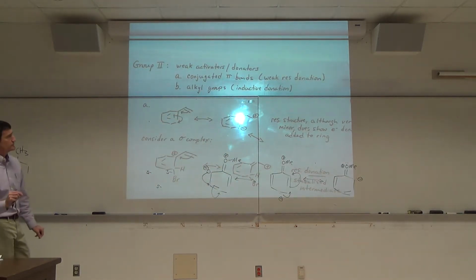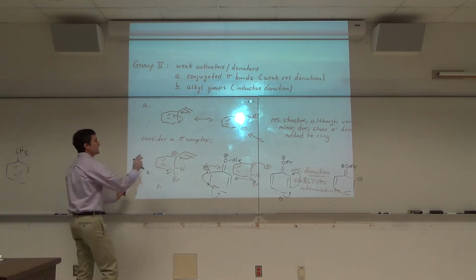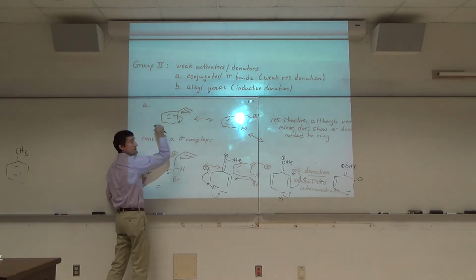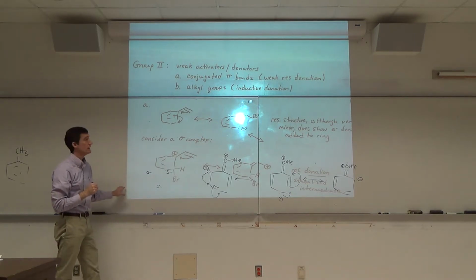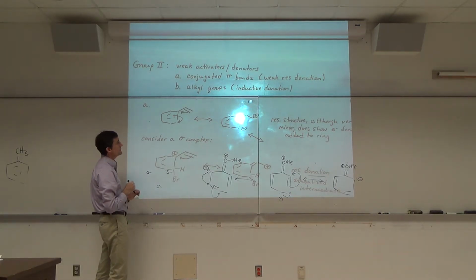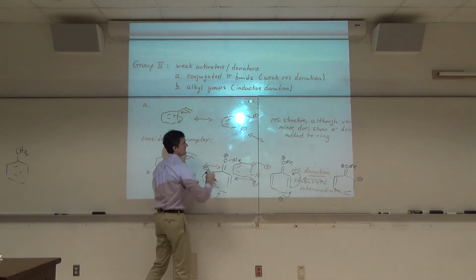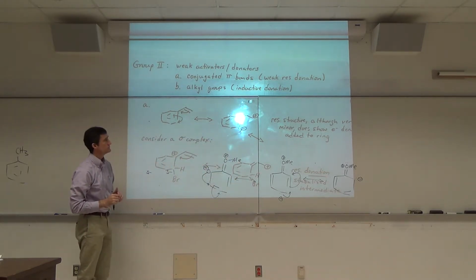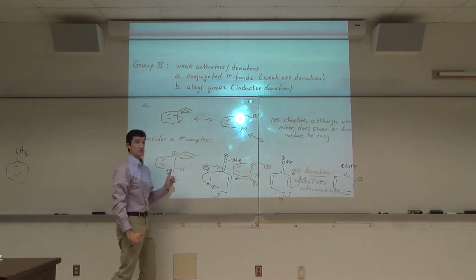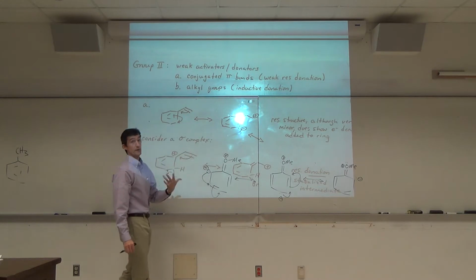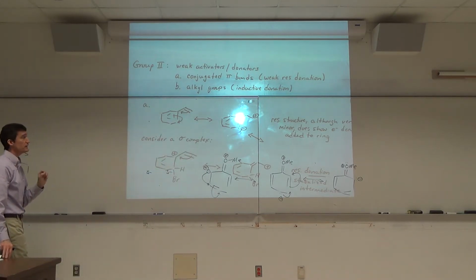Conjugated pi bonds. For example, here, I have this alkene. That's a conjugated pi bond. It's conjugated with the pi system of the ring. This is going to be a donator. We can draw resonance structures. We can get something like this. It's not as good because this carbon doesn't have an octet and it's a carbocation. It looks like a primary carbocation. But it still is some donation.